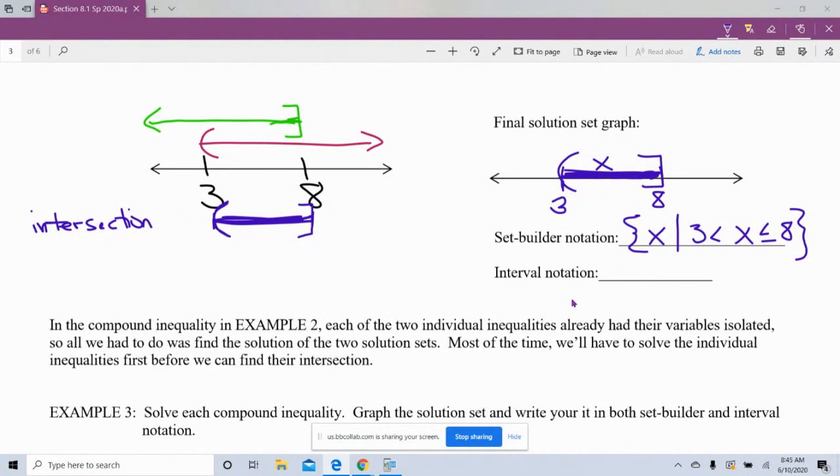Okay, interval notation, remember, has the smallest number in the set first, followed by a comma and the largest number in the set, right? So the smallest number in my set here is 3, but it's not included.